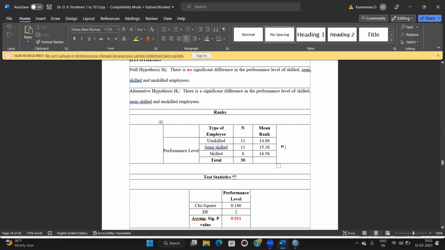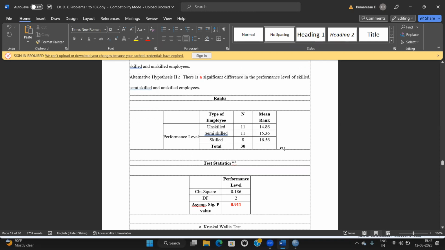If there are only 2 categories, we considered who is better. Comparative degree. Here we have 3 groups, more than 2. So we are using superlative degree. So who is the best one? If it is mean score, then we can say skilled employees are the best one. But since it is given as mean rank, the lowest will be considered as the best performing category.